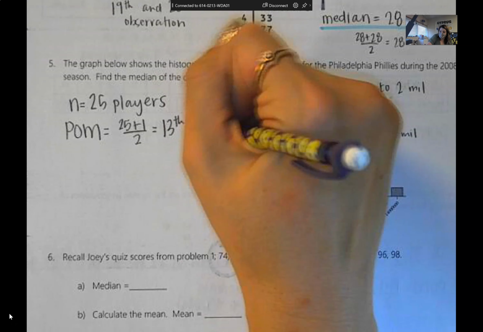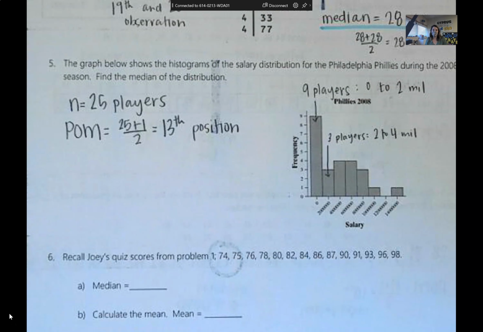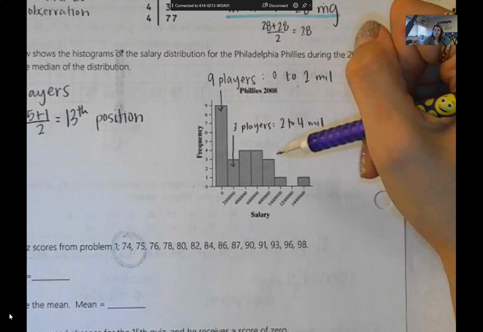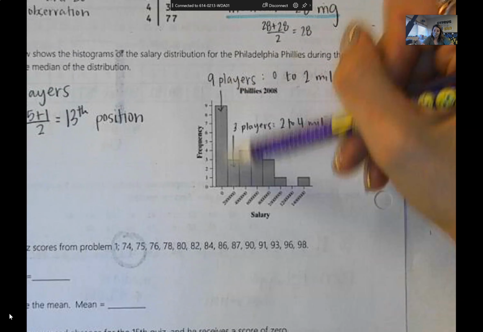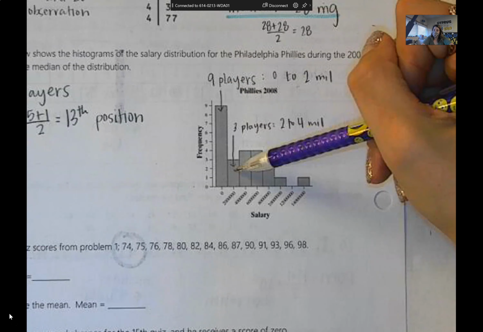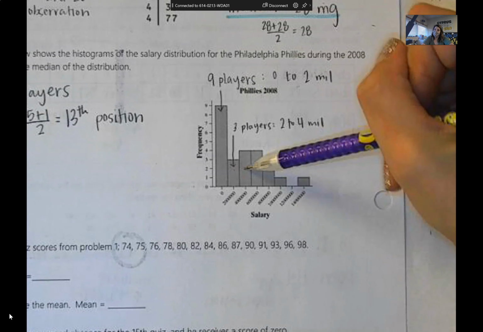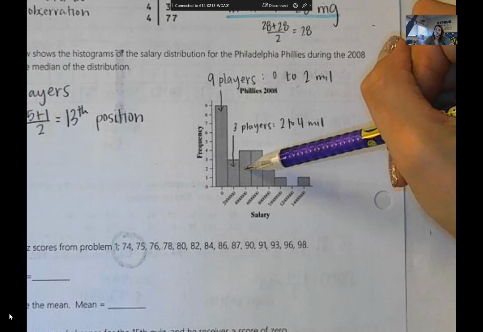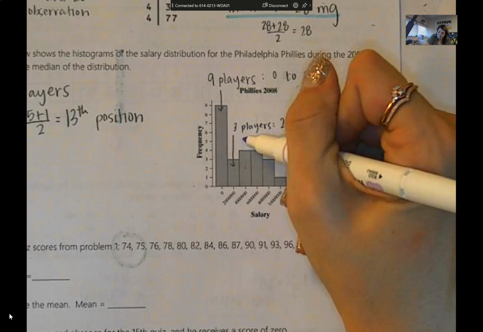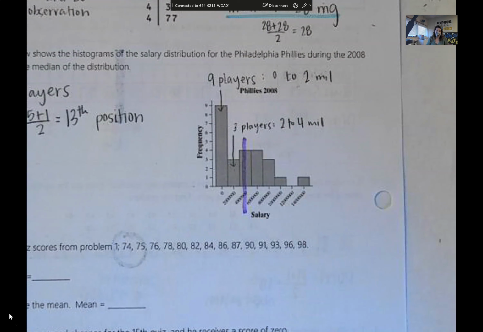Well, this one's interesting because we don't have individual observations to count. So what we do is we figure out what bin the 13th observation is. This first bin has 9 observations. This second bin takes us to 12 observations, which means that this third bin must have the 13th observation. So I'm going to highlight that. This is the bin that holds the 13th observation. That is where your median is located.